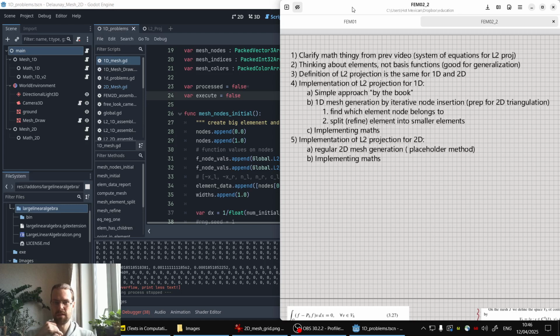And one of these things is basically 2D meshing. In order to do even an L2 projection implementation in 2D, we need some kind of discretized space. And it's another topic. It's super huge, it's interesting, but it's also very, very hard. We will have to implement specific data structures and algorithms to generate this mesh. So in this video, I also wanted to talk about that and implement it so it's easier to understand later.